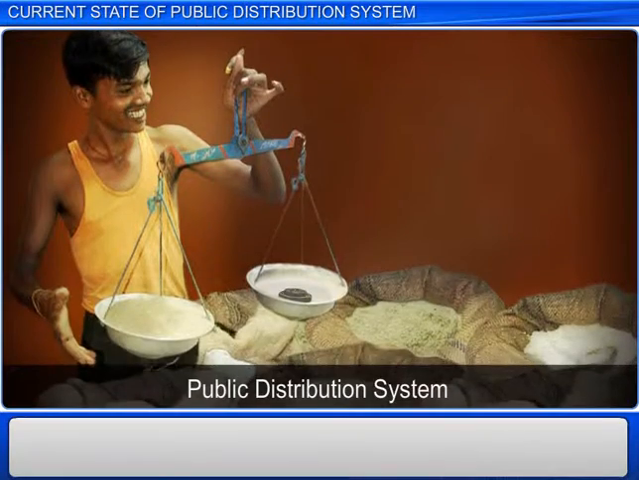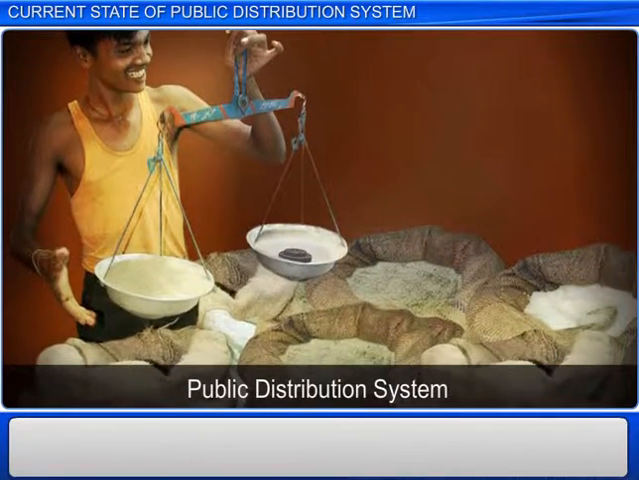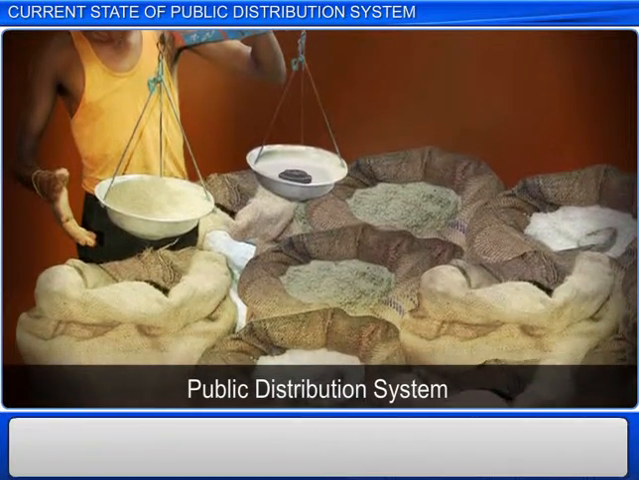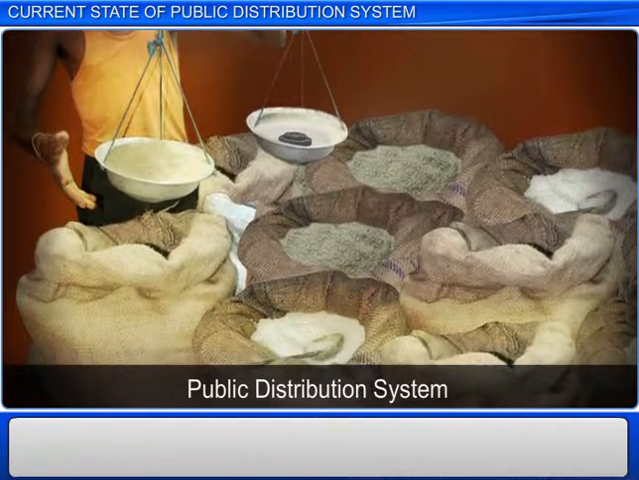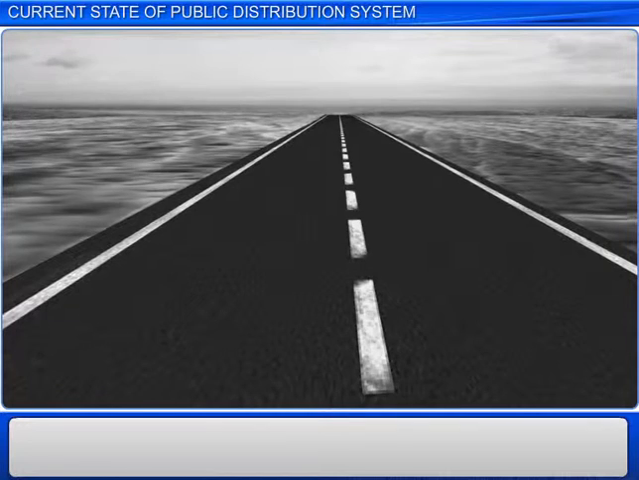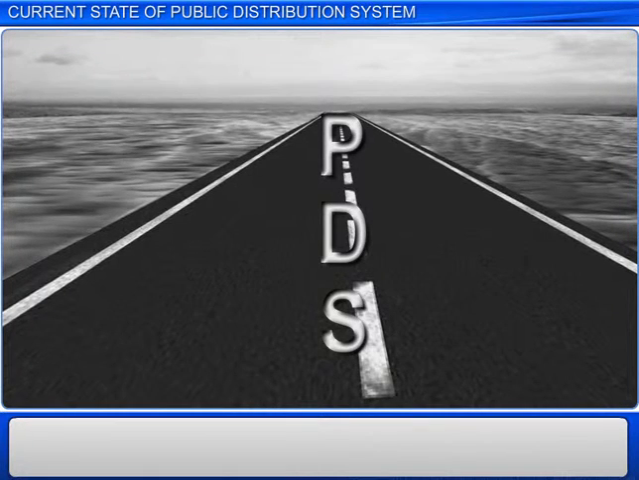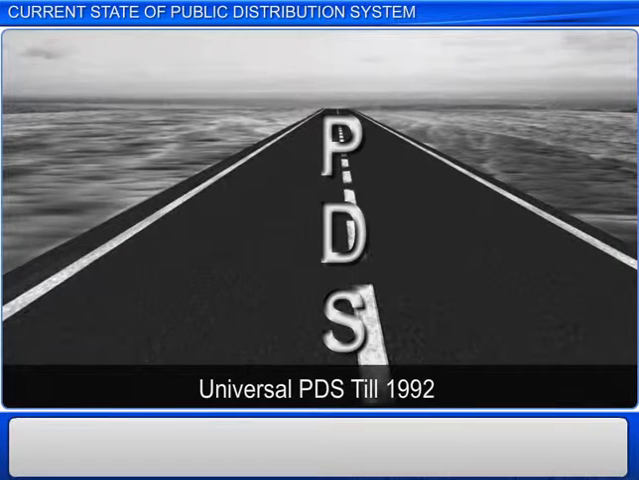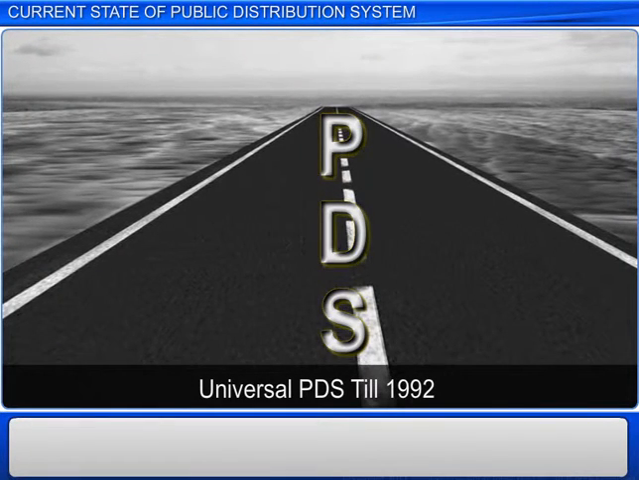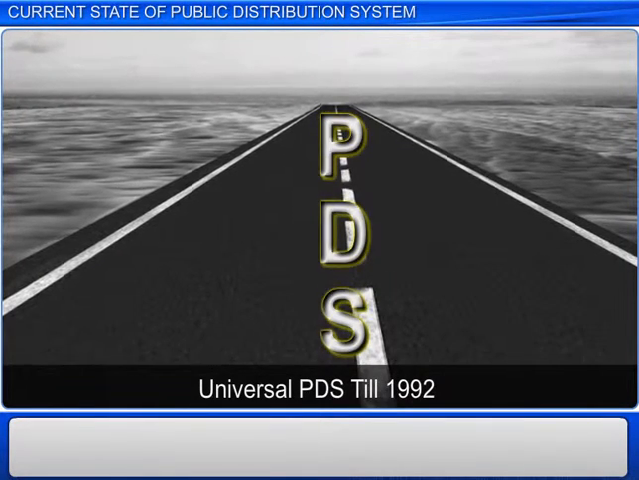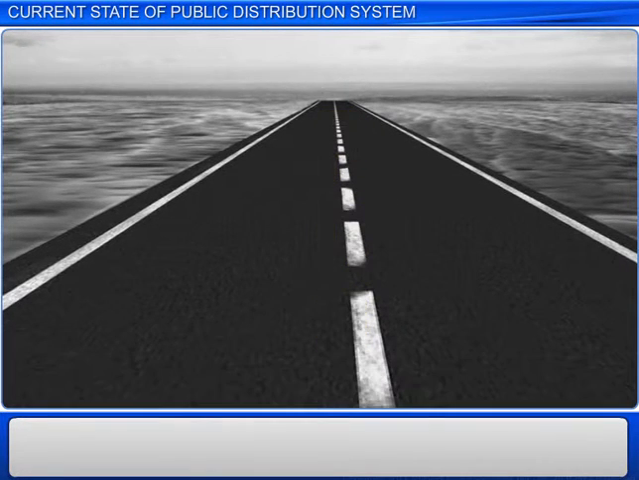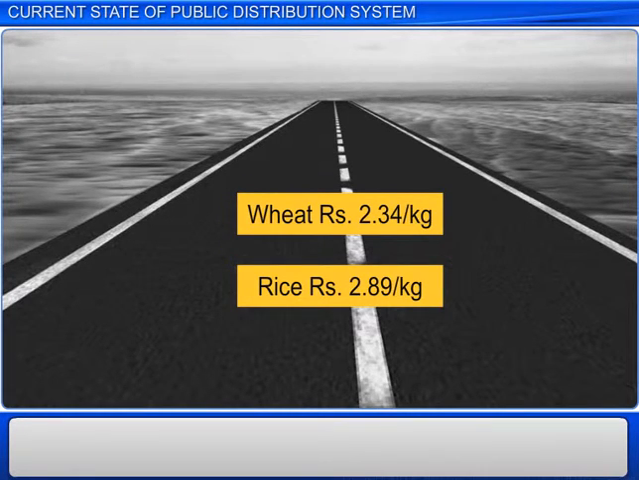The public distribution system is one of the most important programs run by the government to ensure food security in India. Let us look at the evolution of the public distribution system over the years. Till 1992, the public distribution system applied universally to the entire population of India. All the people holding ration cards could buy food from ration shops at uniform subsidized rates.